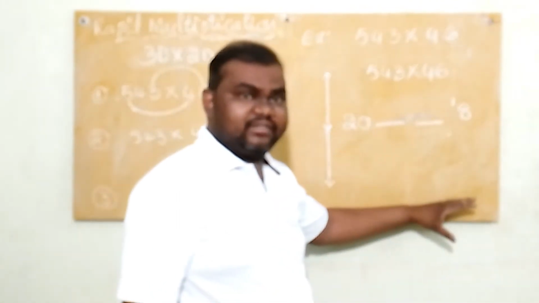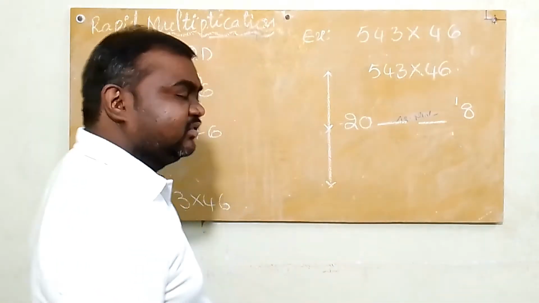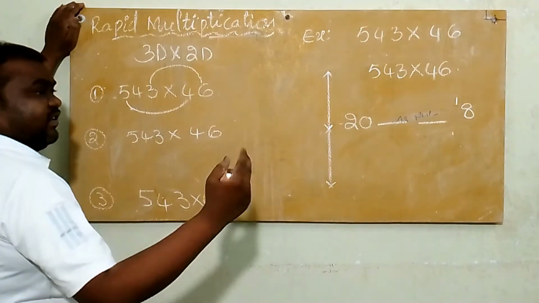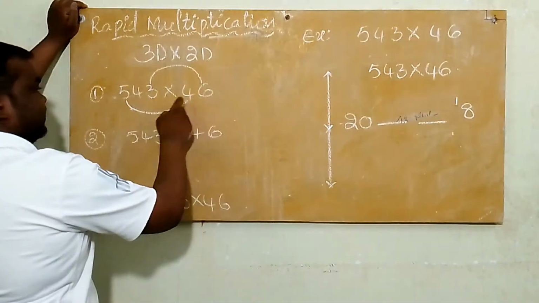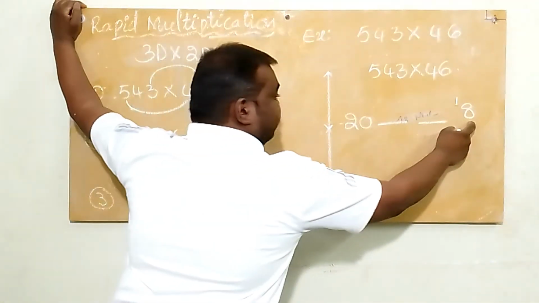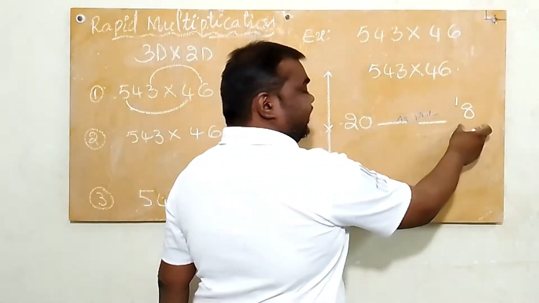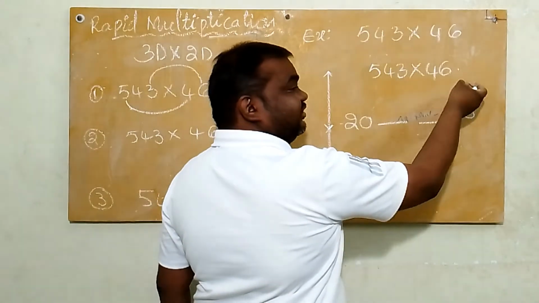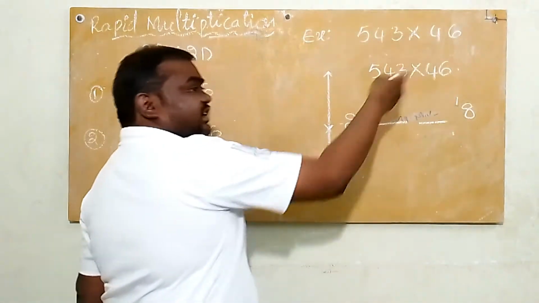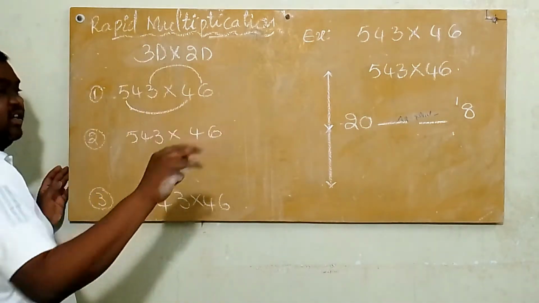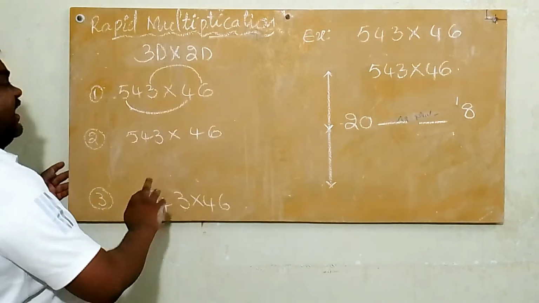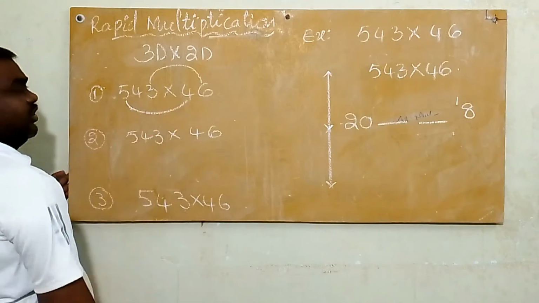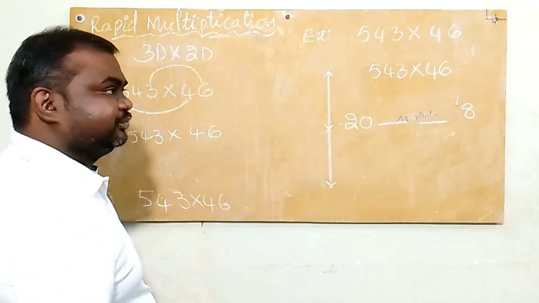What is the first step? First of all, from the right side, multiply the end digits 6 and 3. 3 times 6 is 18. 18 is a two-digit number, so write 8 there, and 1 you can write here very small at the top of the number. Next, the left side end digits 5 and 4. Okay, this is a step.